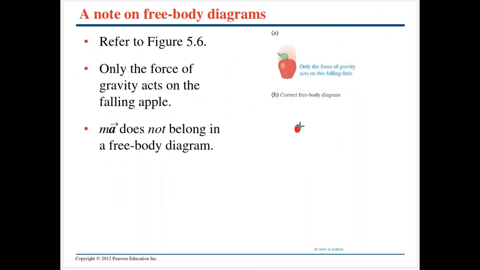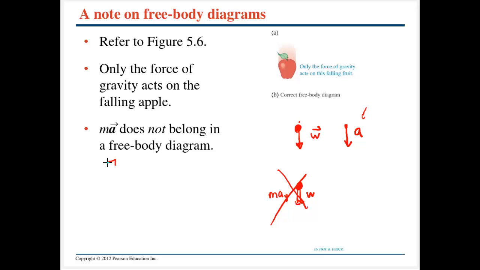So if we consider an apple that is in free fall, it's going to have its weight downward, and that is the only force that belongs on the free body diagram. What we don't want to do is draw the weight downward in addition to the mass times the acceleration in the y direction. This one is not correct. You could say, I know that the acceleration is in that direction, but we can't make this acceleration touch our free body diagram.